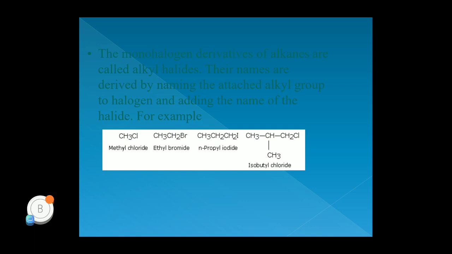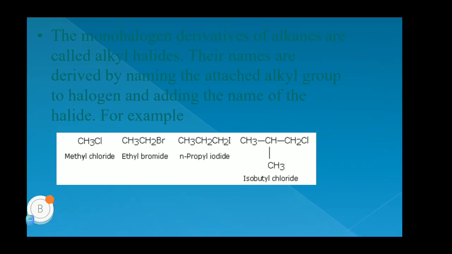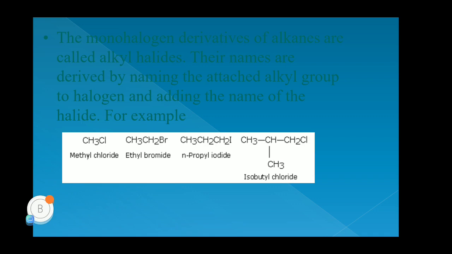So we have different examples of haloalkanes. Examples are methyl chloride, ethyl bromide, normal propyl iodide, isobutyl chloride, etc. The monohalogen derivatives of alkanes are called alkyl halides. Their names are derived by naming the attached alkyl group to the halogen and adding the name of the halide.